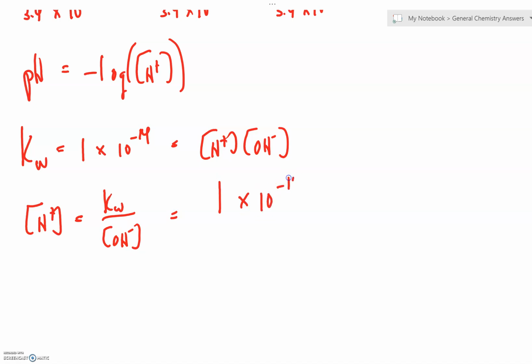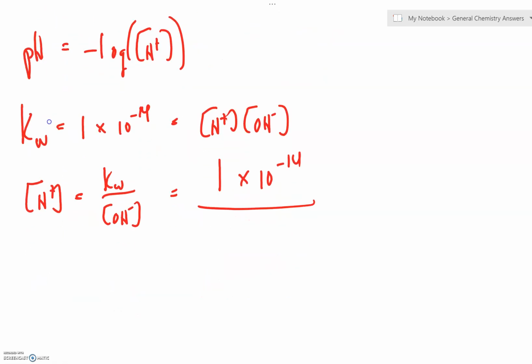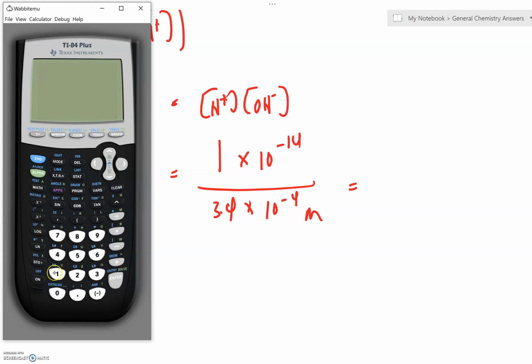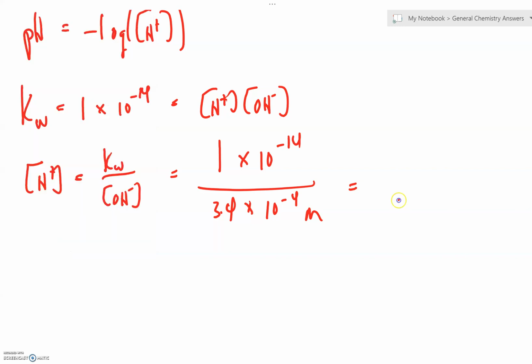So let's find it. 1 times 10 to the minus 14th is Kw. You know OH- because you found it right up there: 3.4 times 10 to the negative 4 molar. Let's bust out our calculator. We'll say 1 times 10 to the negative 14th divided by 3.4 times 10 to the negative 4. Here's our concentration of H+, 2.94 times 10 to the minus 11th. That's our H+. Let's plug it right into our equation.